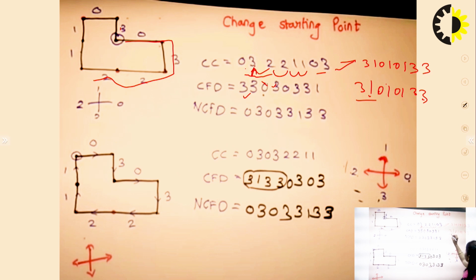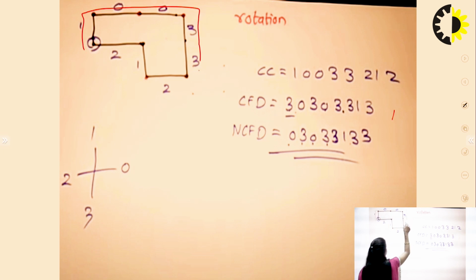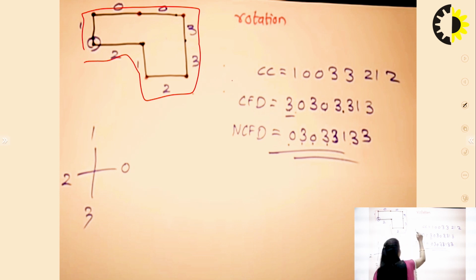Now we have to start where we will get the first normalized code, means we have to start from here. So first number is 0, and next we will start from 3. So 3, and next is 3 1 0. So if I am going to make this object in opposite direction, if I am going to rotate this object, and this is the starting point, then we have to calculate from here 1 0 0 3 3 2 1 and 2. So this is our chain code, and then we have to calculate the first difference of this chain code.